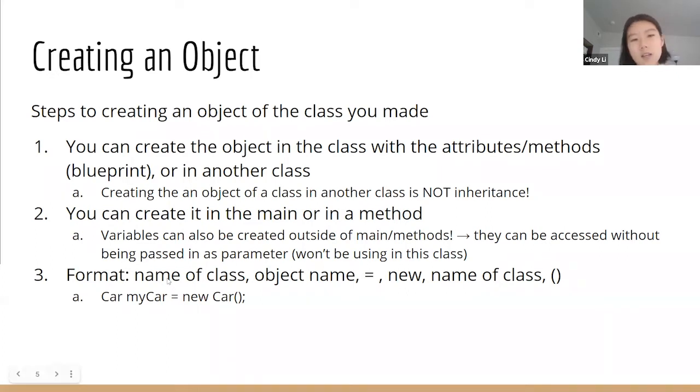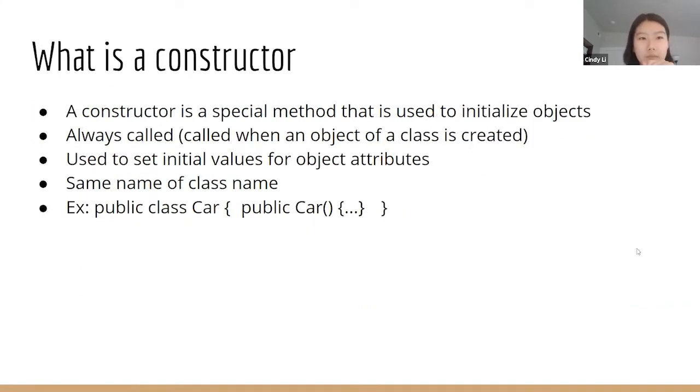Lastly, format. The name, how to create an object. You first have the name of the class, the object name, equal sign, new, and the name of the class again with the parentheses. Now, these parentheses are not brackets, okay? These are the same parentheses that you use when you create methods. For example, let's say I have a car, and I name the car myCar. That's the name, equals new Car, parentheses, semicolon.